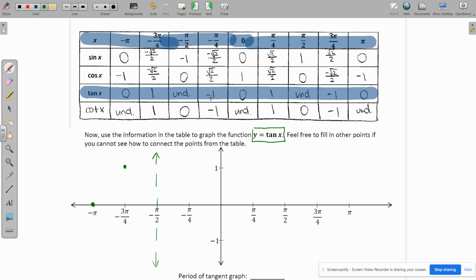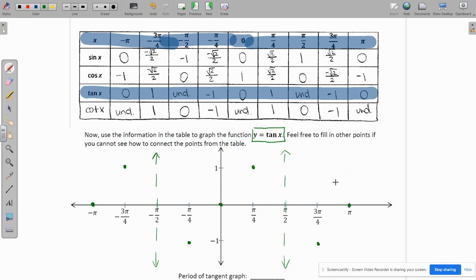Negative pi over 4 has a tangent of negative 1. The tangent of 0 is 0. The tangent of pi over 4 is 1. The tangent of pi over 2 is undefined, so again, we would have a vertical asymptote. The tangent of 3 pi over 4 was negative 1, and the tangent of pi was 0.